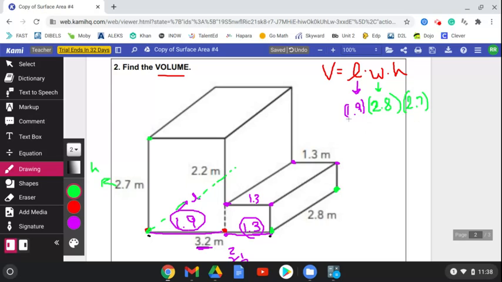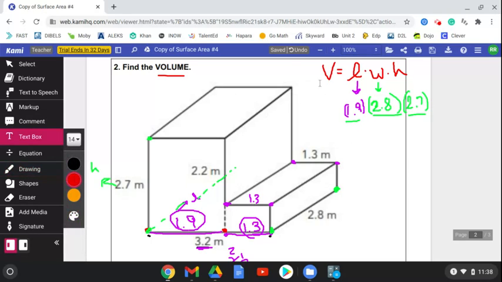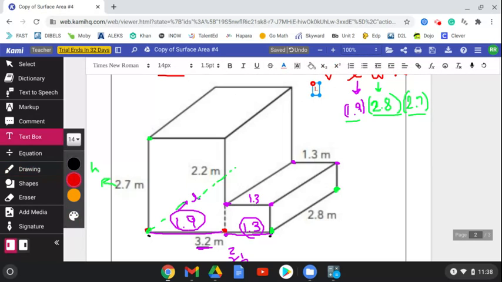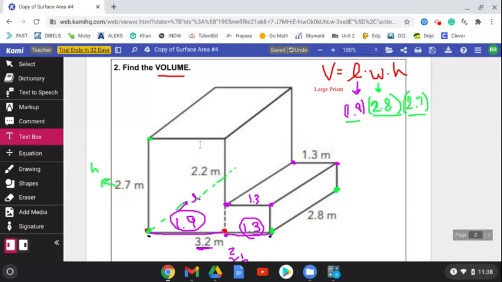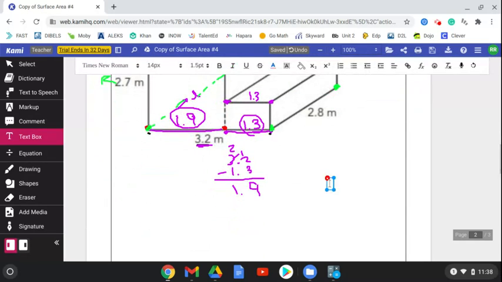Okay, so I'll leave it to you. Multiply 1.9 times 2.8 times 2.7. Okay, show your work right here so I can see how you multiplied the decimals. And this would be volume of large prism. So I put volume of large prism. Okay, now we need to do the same thing for the volume of the small prism. So I'll go small prism.